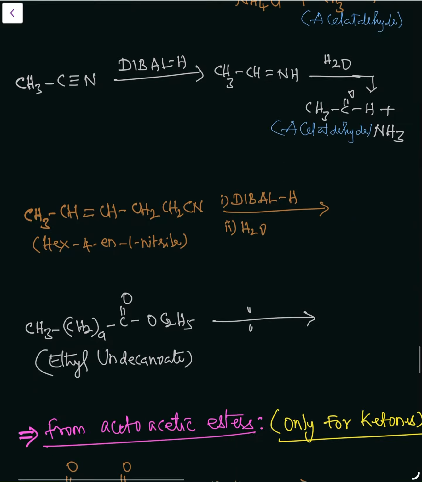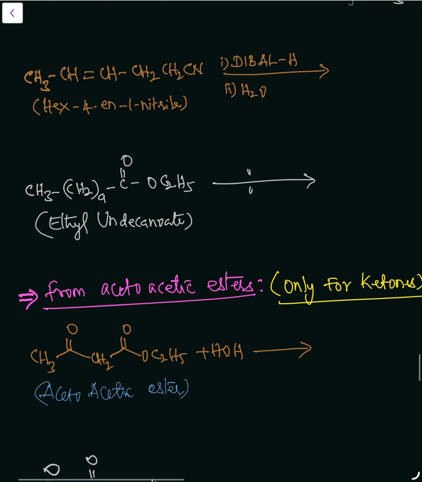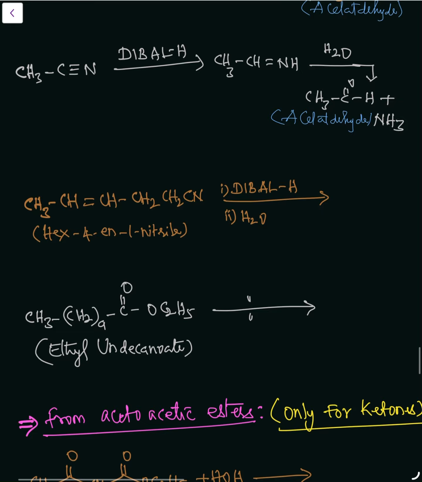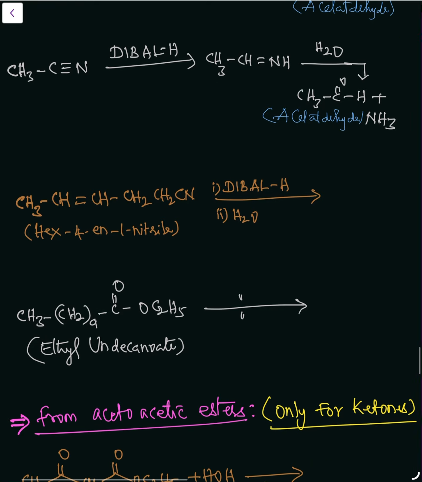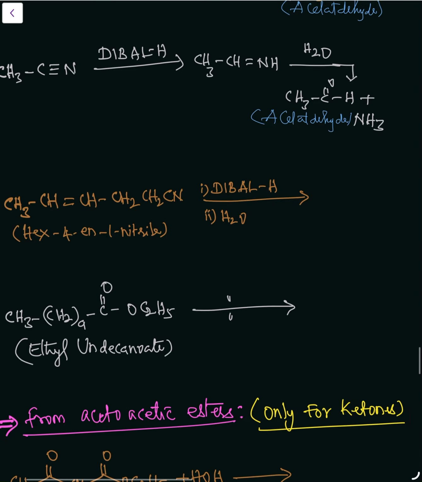Acetaldehyde. Now one more compound, let us see, that is hex-4-ene-1-nitrile. This is also reacting with DIBAL in the presence of H2O. Then the compound formed is, see, this DIBAL is a reducing agent which reduces the cyanide group to the carbonyl group, that is the aldehyde group, but does not reduce the double bond. So wherever a double bond is there, that is not disturbed.